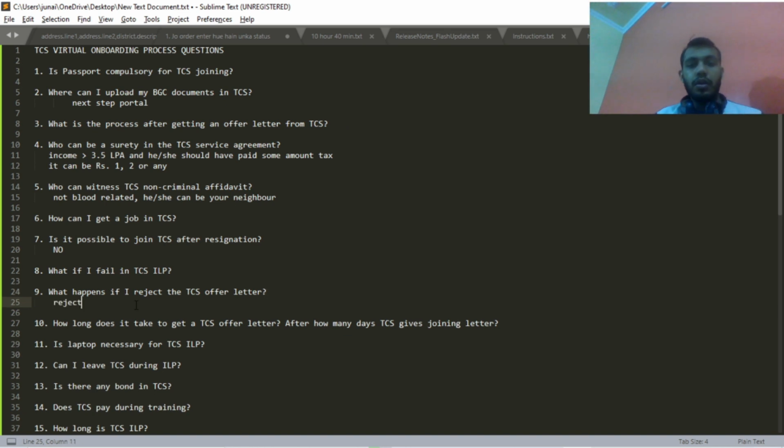What happens if I reject the TCS offer letter? If you have rejected the TCS offer letter, then you cannot join TCS again, because generally there is only one time in and out in any company. In TCS too you get only one time in or out. So if you have rejected the offer letter, you cannot join again. Okay, what's the next question?